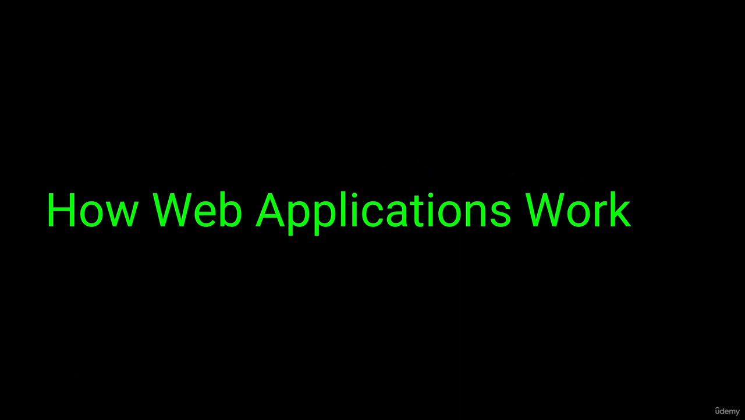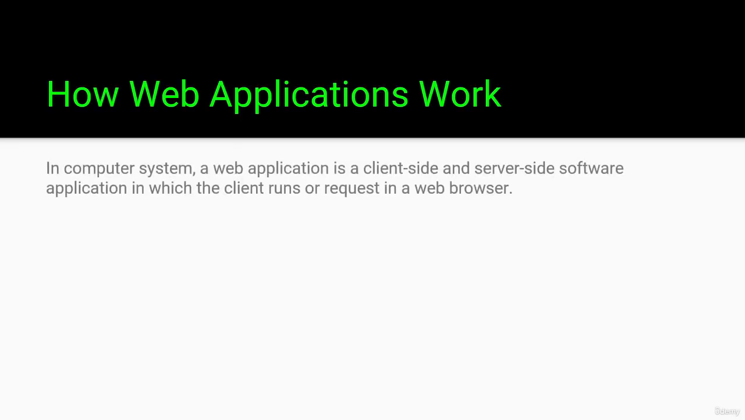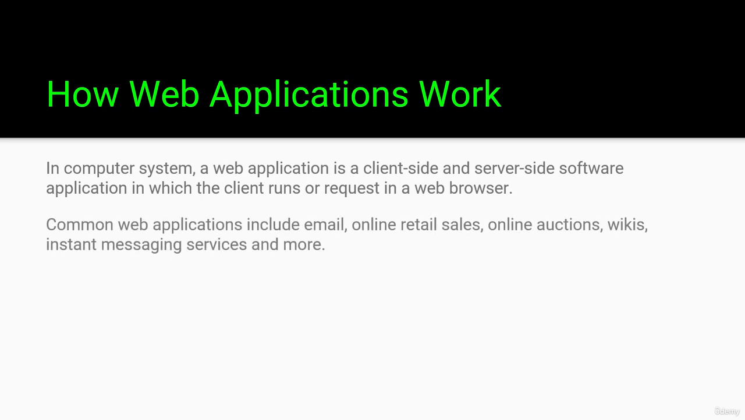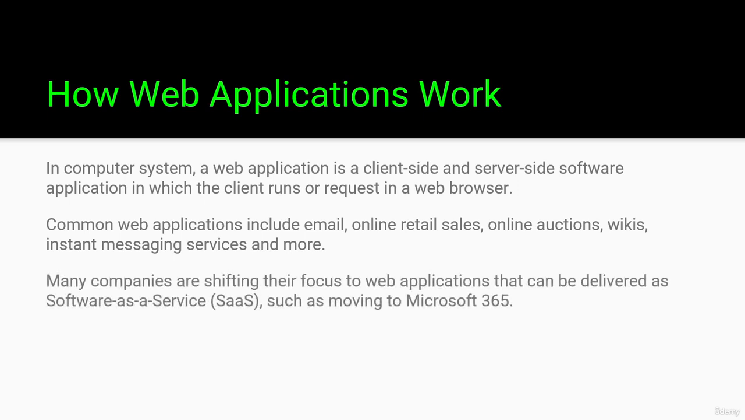How do web applications work? In a computer system, a web application is a client-side and server-side software application in which the client runs or requests in a web browser. Common web applications include email, online retail sales, online auctions, wikis, instant messaging services, and more. Many companies are shifting their focus to web applications that can be delivered as software as a service, or SaaS, such as moving to Microsoft 365.